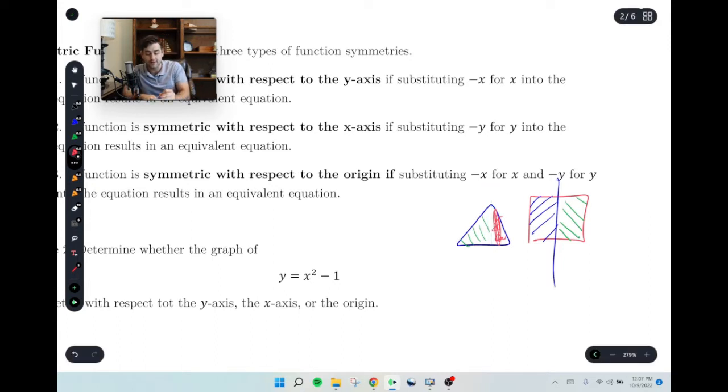But could I draw a line that doesn't? So look, if I draw this line and I try to fold this blue section over, right? It wouldn't line up perfectly. So that's kind of what we're thinking about here.